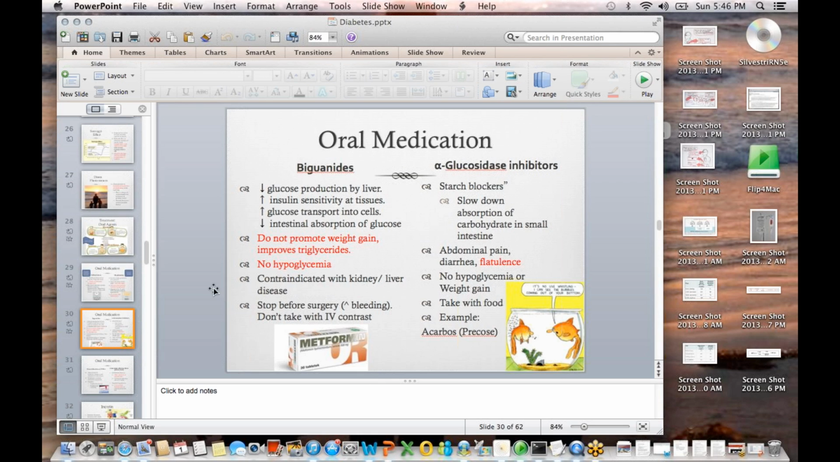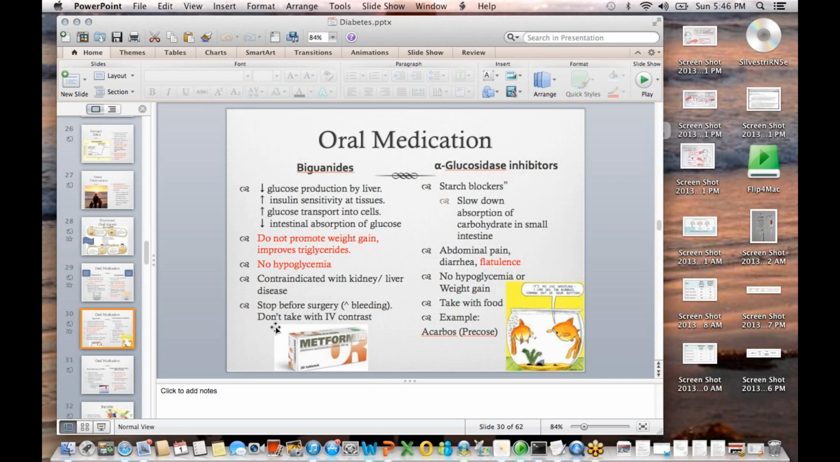Okay. So your biguanides, metformin, has a lot of things that it works on. It increases insulin sensitivity. You guys can kind of read this here. Decreased glucose production by the liver. It doesn't promote weight gain, which is nice, and it has less of a chance of hypoglycemia. But you shouldn't take it if you have liver or kidney problems.